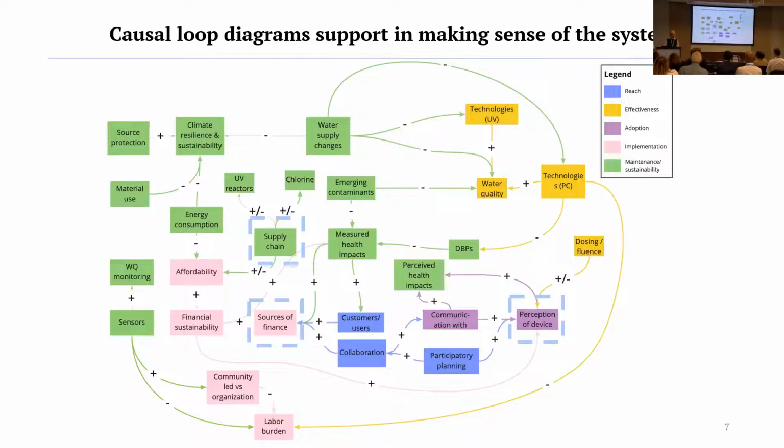I'd also like to note that there are a lot of green stickies in the slide, and the green indicates maintenance and sustainability. So for long-term sustainability of the system, we need to consider things like source protection, water quality monitoring, sensor research, as I mentioned, supply chain, all of these components. I'd like to conclude this slide by saying systems mapping is a very good exercise to start new projects and to think about the other components outside of the technology.